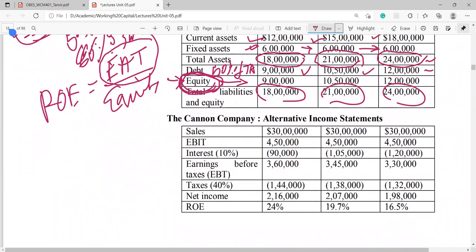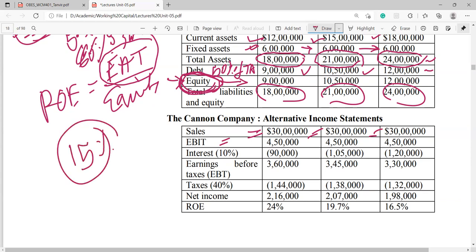Now move again. What's the sales? 30 lakhs, which means 3 million. Then earning before interest and tax, what percent of 3 million? 15%. Very good. Can you remember? I'm happy because some of you have already noted 15%.